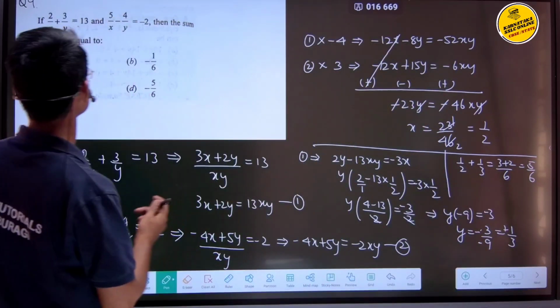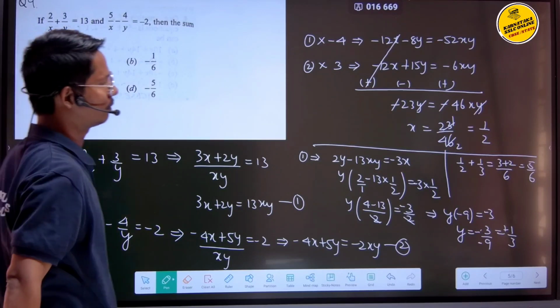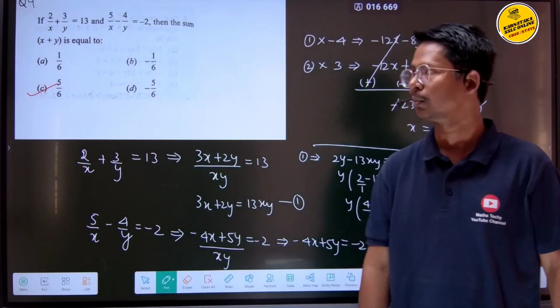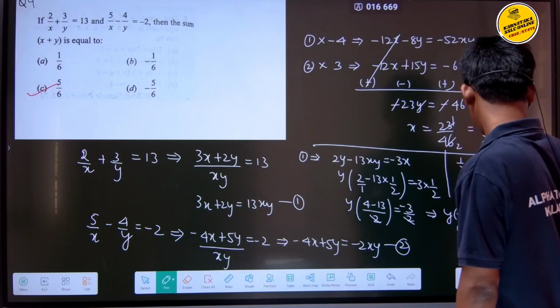So 5 by 6 is your answer, 5 by 6. So the sum of x plus y is equal to 5 by 6.